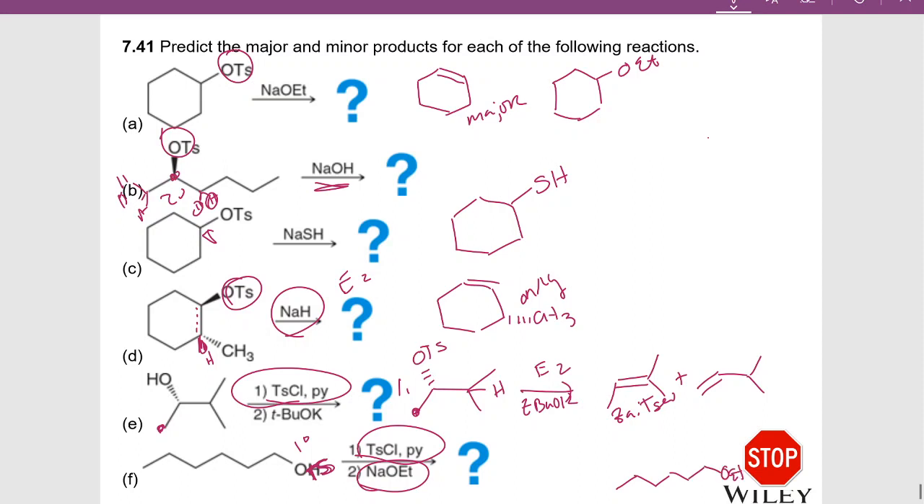OEt is going to be our product, and our minor product is going to be the elimination product here, right? So we eliminate, we're going to pull off one of these hydrogens over here, we're going to form a double bond right there, okay? So that is our product of elimination. With primary, SN2 predominates, so this is major, okay?